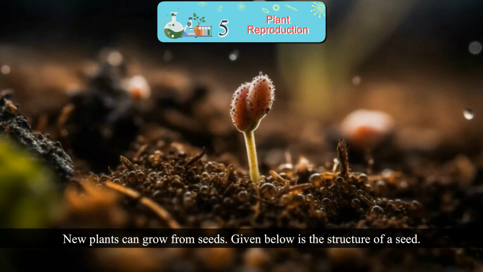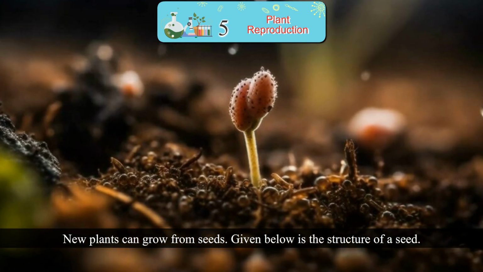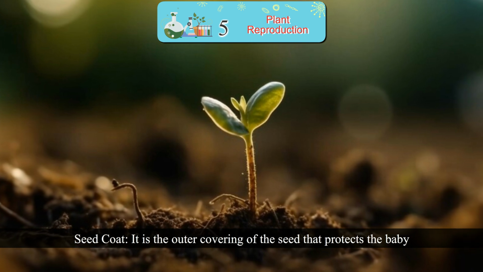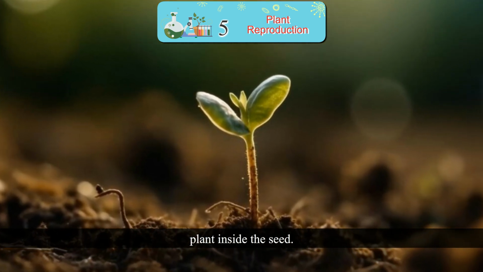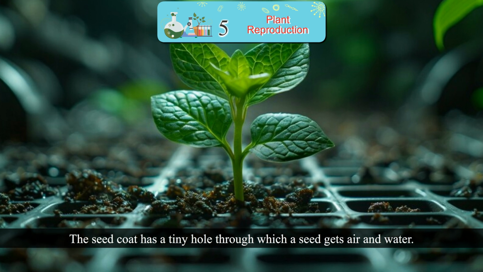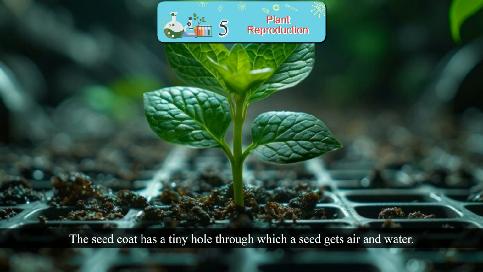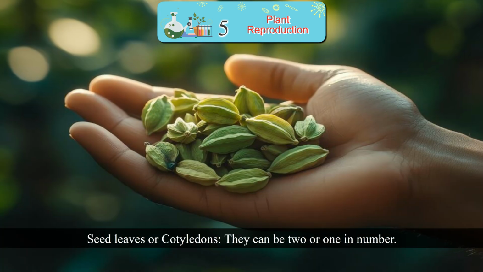Structure of a seed. New plants can grow from seeds. Given below is the structure of a seed. Seed coat. It is the outer covering of the seed that protects the baby plant inside the seed. The seed coat has a tiny hole through which a seed gets air and water.